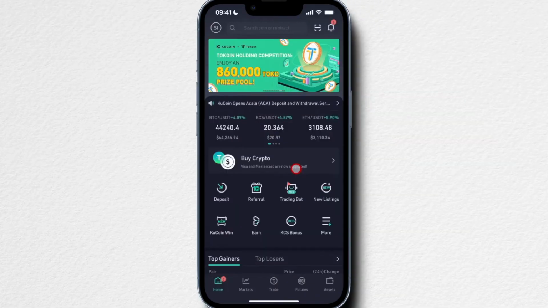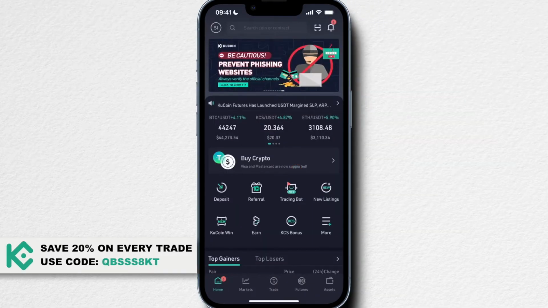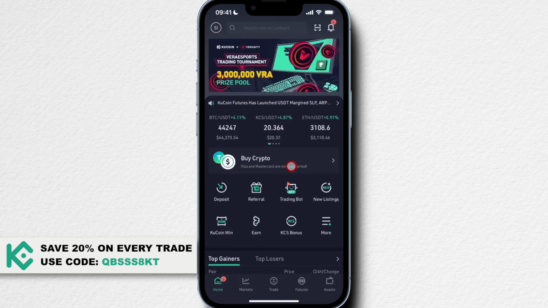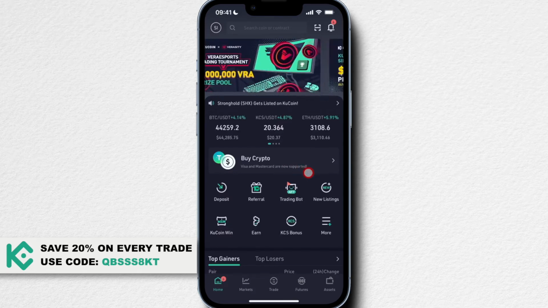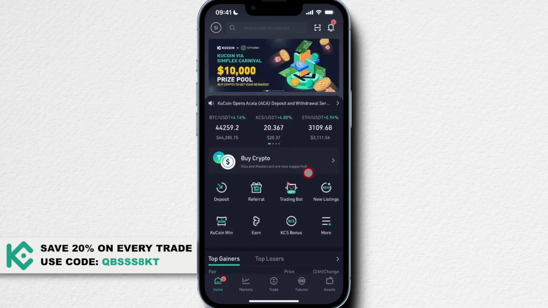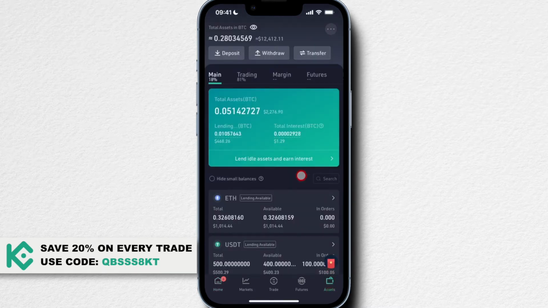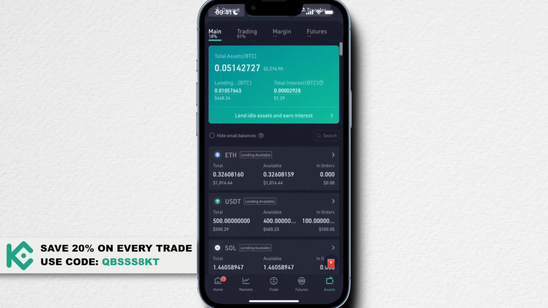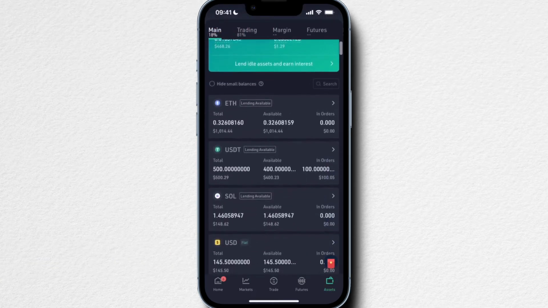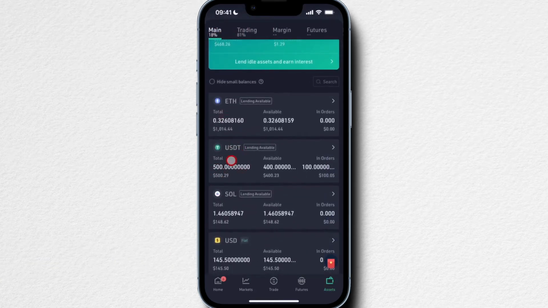So let's look at how we can actually trade cryptocurrency here on the KuCoin app. The first thing we have to do is transfer money from your main account over to your trading account. So we're going to go to assets right here on the bottom right. Then we can see we have some assets here in the main account. Let's say we have 500 US dollar tether in the main account.